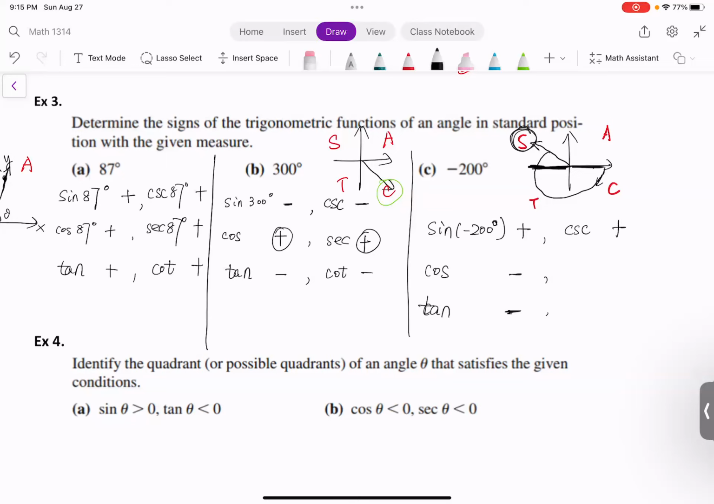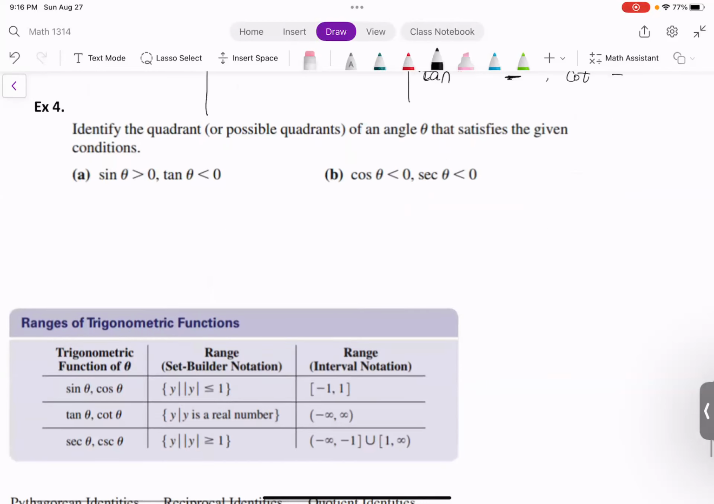Secant is positive, they have the same sign. And secant negative, cosecant negative. So we decide the sign of the 6 trig functions. Okay, let's see example 4.